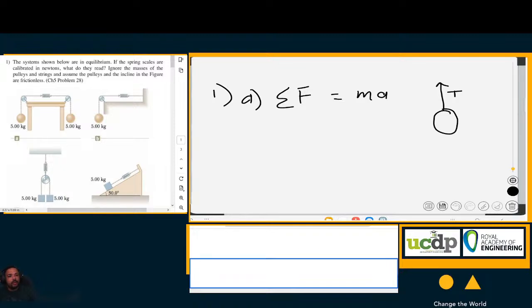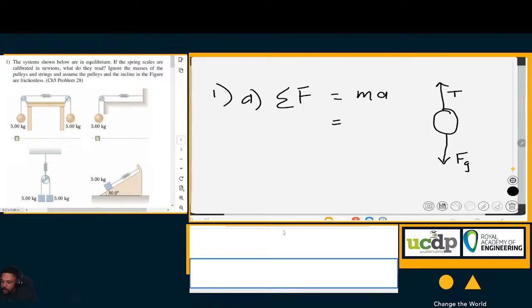While what force is dragging this ball downwards? It is gravity, Fg. It's the force of gravity. Now, these are the two forces. We just remember we want to find a reading on each one of these spring scales. In this case, we don't need to consider both balls. We only need to consider one.